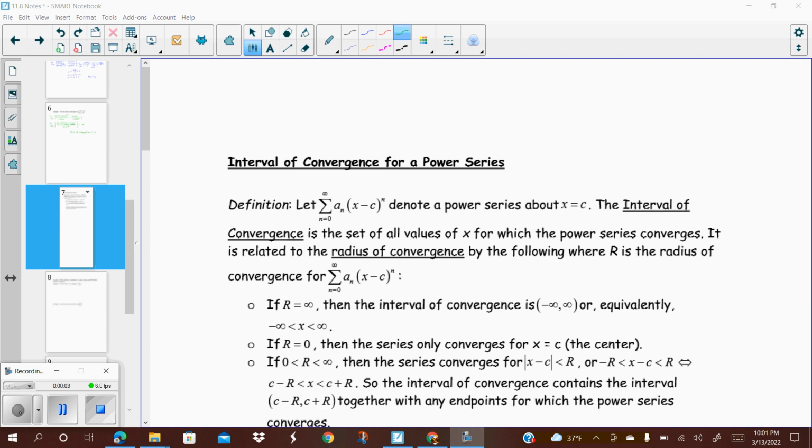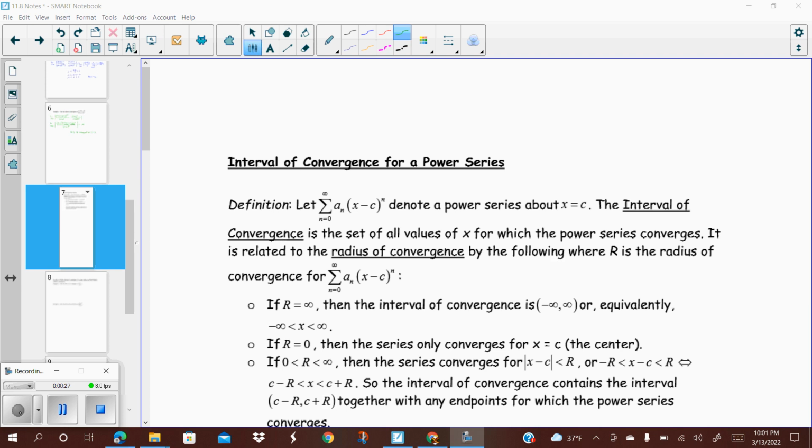All right, this is section 11.8. This is video 2. In video 1, we talked about the radius of convergence, and now we're going to go ahead and talk about the interval of convergence. The good news is, by doing what we did in video 1, we've pretty much done everything we needed to do for video 2 as far as finding the interval is concerned, with one small exception.